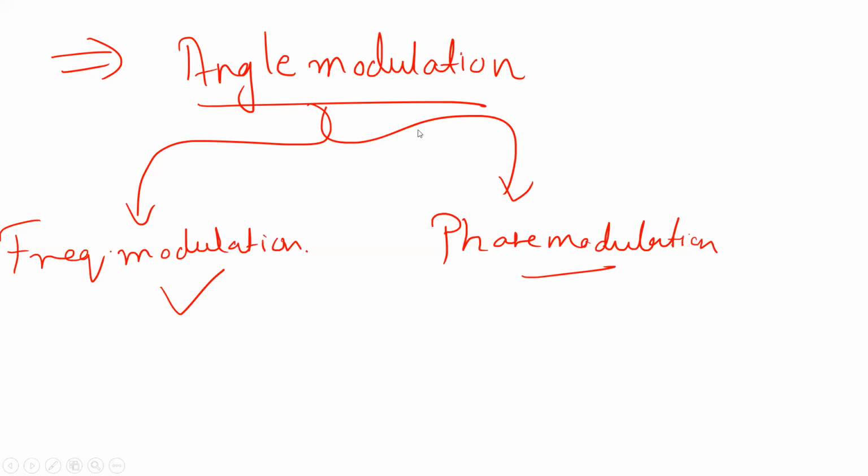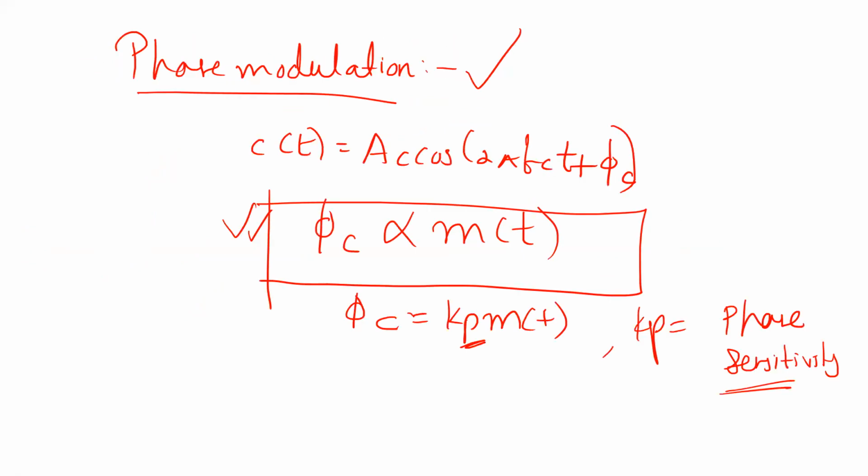So what do you mean by angle modulation, and what are the different types of angle modulation? There's frequency modulation and there's phase modulation. First let's talk about phase modulation. It's a technique in which the phase of the carrier signal varies with respect to the instantaneous change in the message signal. So phi c is equal to Kp into m of t, where Kp is the phase sensitivity.